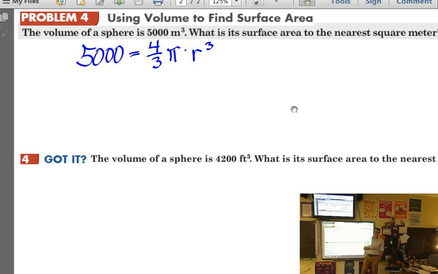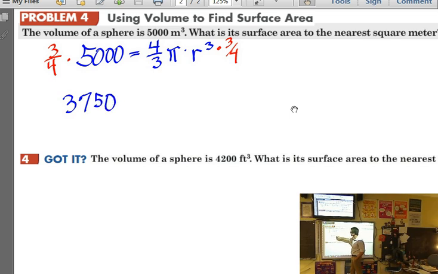What's the easiest way to get rid of the 4/3? Multiply it by its reciprocal, 3/4. So if we multiply by 3/4, 5,000 times 3 would be 15,000 divided by 4 gives me 3,750. Then of course to get the r cubed by itself, we want to divide by pi first, don't forget that.